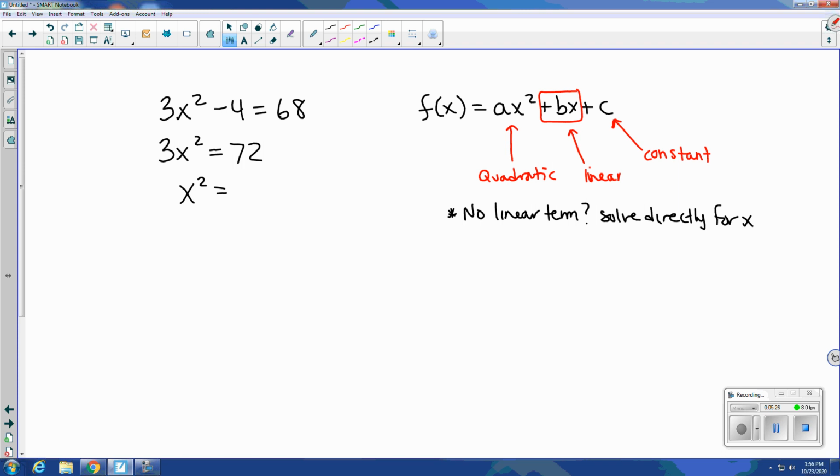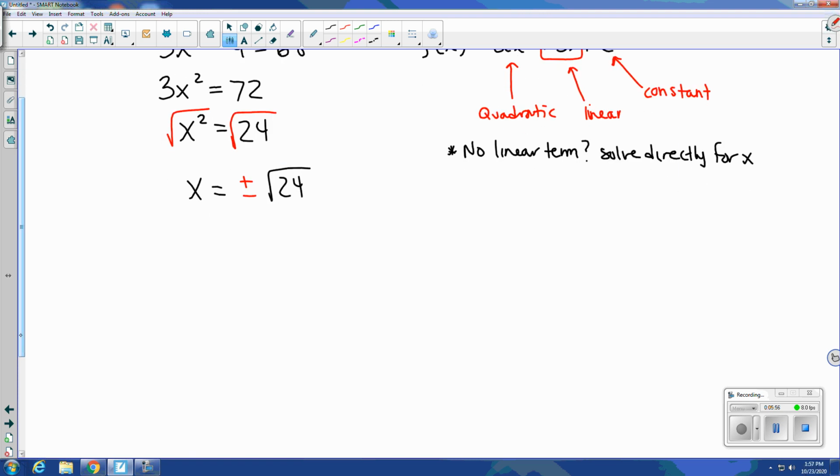72 divided by 3 gets me 24. Next, I'm going to take the square root of both sides to undo that squared term. When we do that, anytime we take the square root, that square root property tells me I need to consider both the positive and negative root as answers. So I need to include a plus minus in front. So our answer is plus or minus the square root of 24.